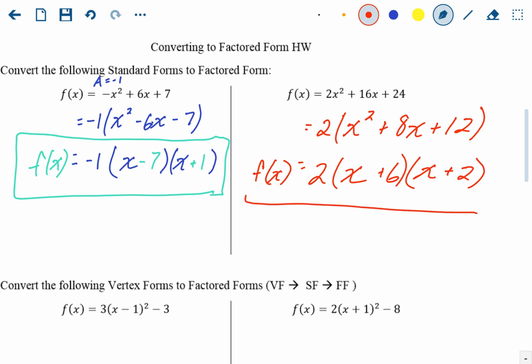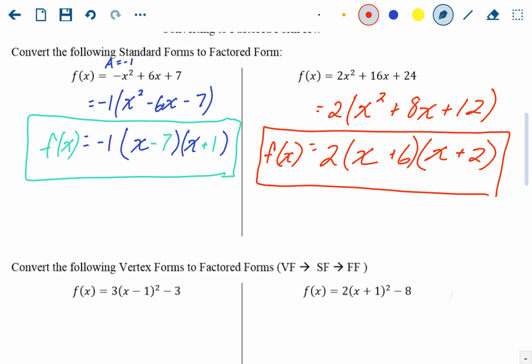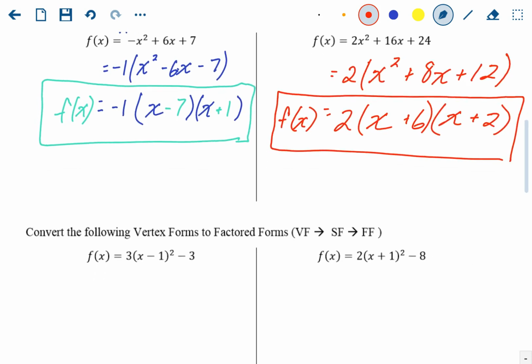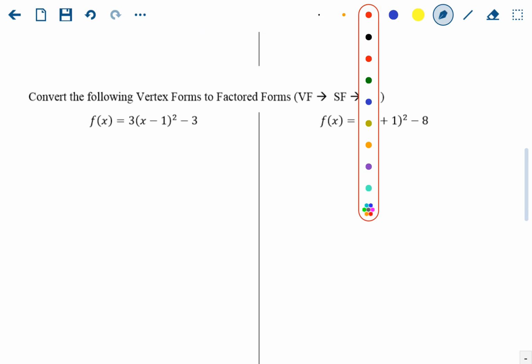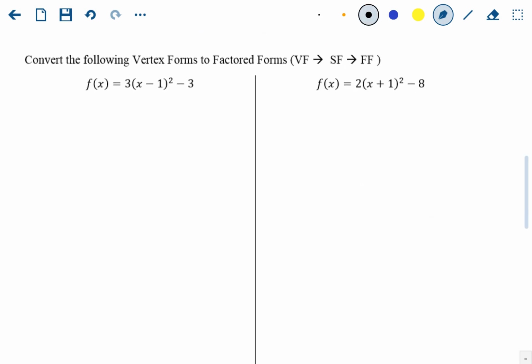All right, so that's the easy side of going into factored form. The harder one is going from vertex form to factored form. Vertex form to factored form, you have to go to standard form first. So it's like two problems in one. Again, we're not going to do too many of these, but it's good practice. And it's all just skills we already know. We already know how to convert from vertex form to standard form, and we just did standard form to factored form. So first up is you expand.